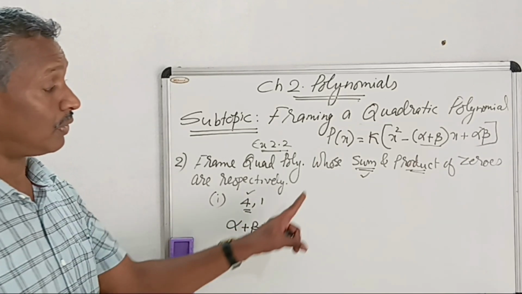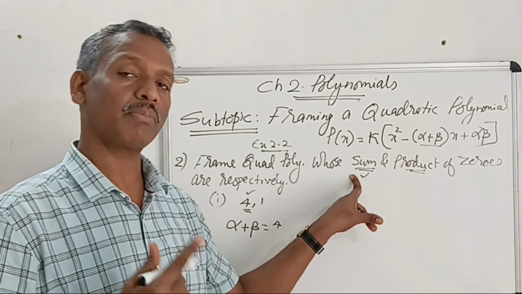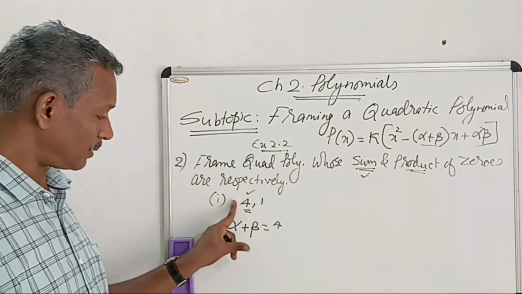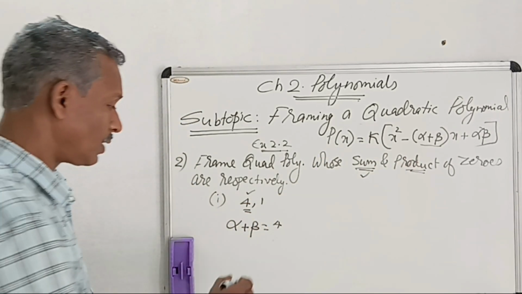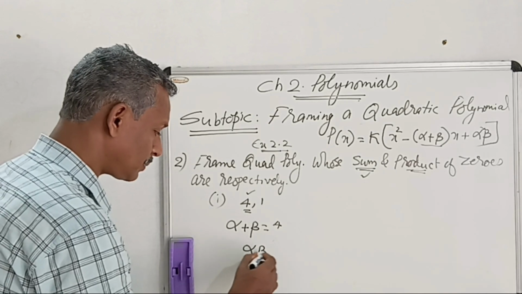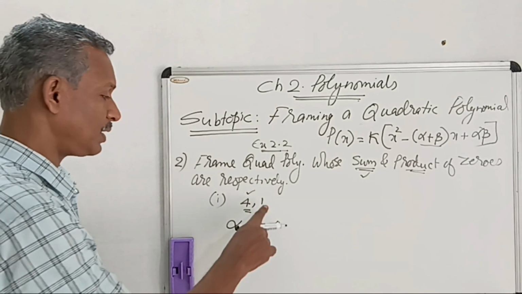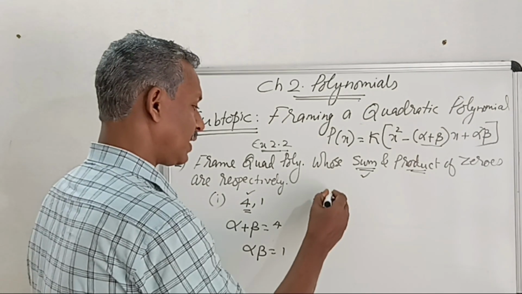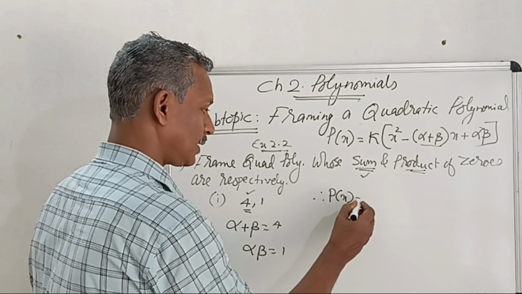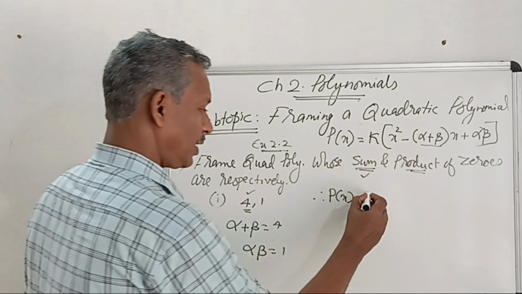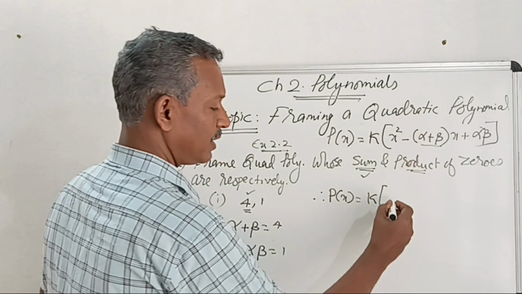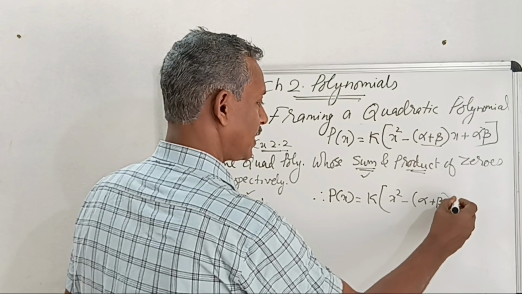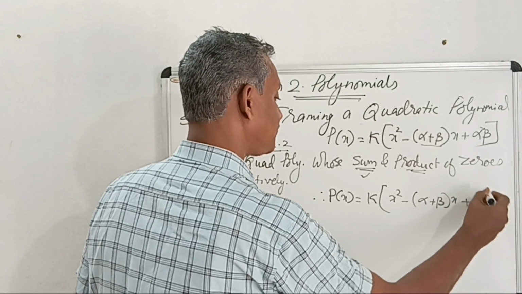Read the question. What is given in this question? Sum of zeros and the product of zeros are these numbers. So first number is sum of zeros, it is 4. And the second number is product of zeros, that is alpha into beta is 1. Okay. Therefore, what is the polynomial? P of x is equal to k into, all the time you have to write this standard form, x square minus alpha plus beta into x plus alpha beta.